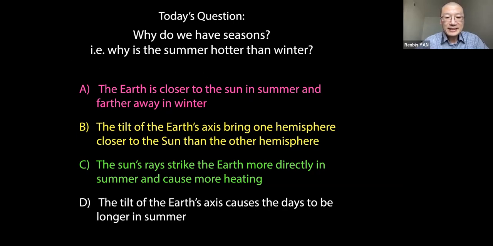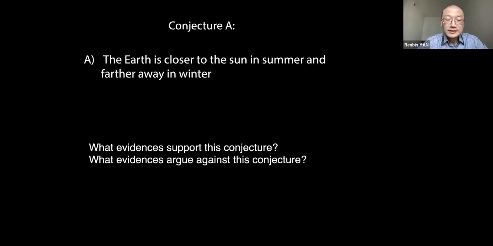Let's evaluate. I'm not going to tell you the answer to this question immediately. I'm going to lead you through the logical process of how we can tell what is the correct answer. There are 4 conjectures that are made. Conjectures are just hypotheses, guesses of what is happening. The first guess is that the Earth is closer to the sun in summer and farther away in winter. Is that correct? How can we judge whether this is correct?